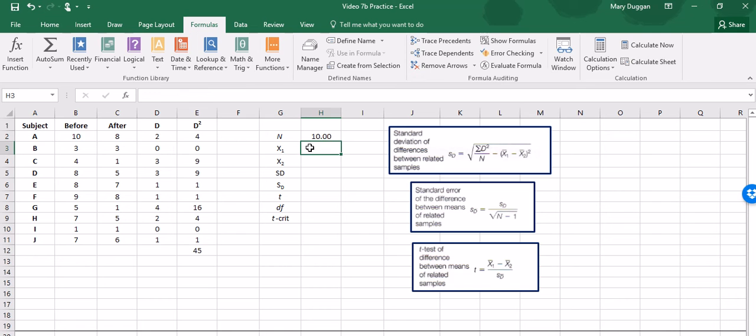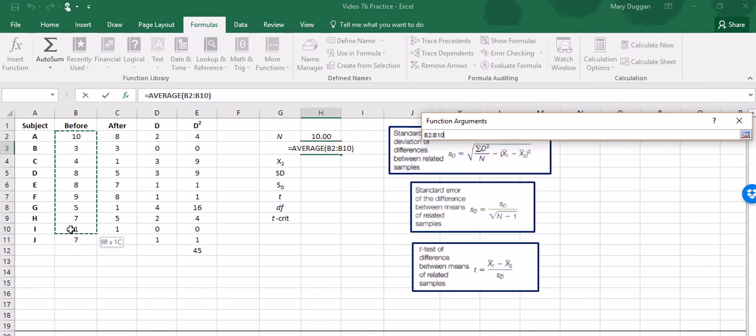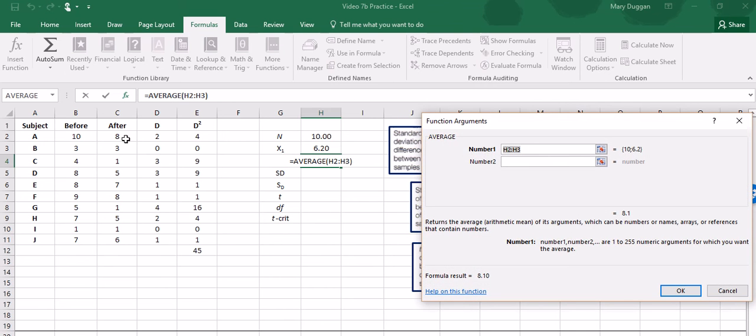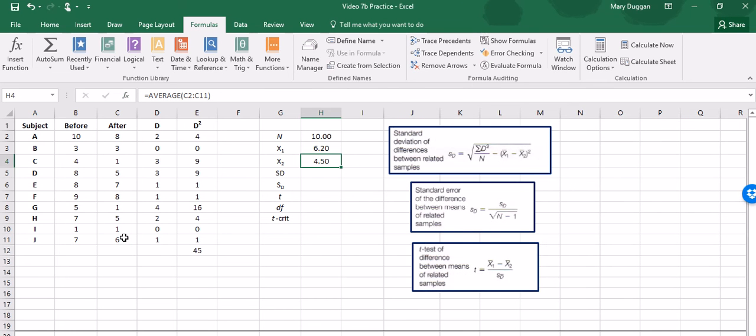For the average, I'm going to just simply put equals, go to my average and find that. 6.2 for the first group, and equals the average of the after group, 4.5. Okay.